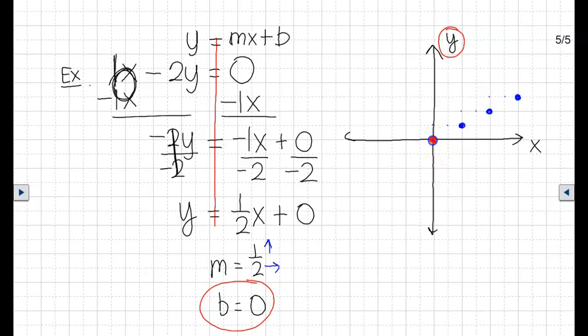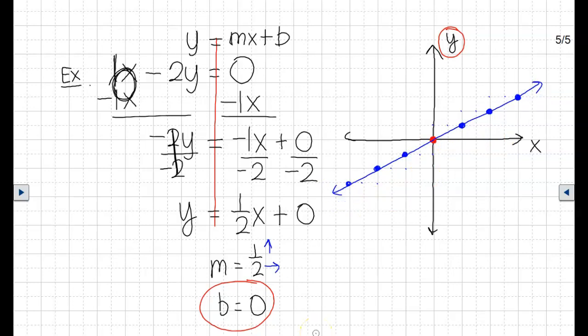And then on the other side do the opposite. So step down 1, left 2. Down 1, left 2. Down 1, left 2. And then we'll draw our line.